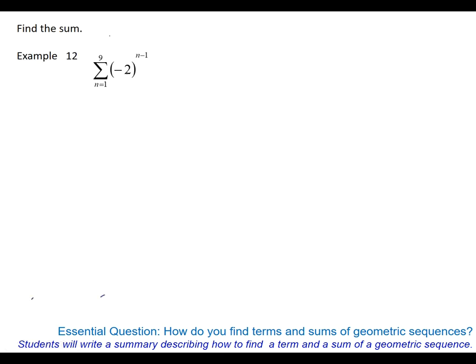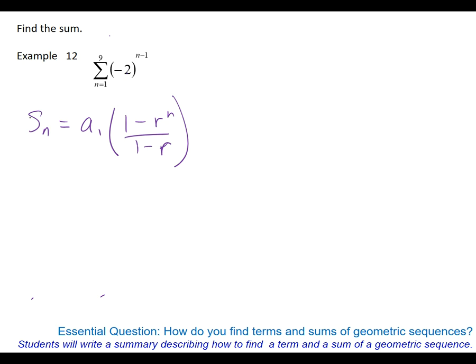All right. So we're going to find the sum. That looks kind of funky, though, doesn't it? Right? So let's talk about what we need for this formula. Let's write down the formula. So S sub n equals A sub 1 times 1 minus R to the n over 1 minus R. All right, let's fill in. You know, I like to fill in what I can.